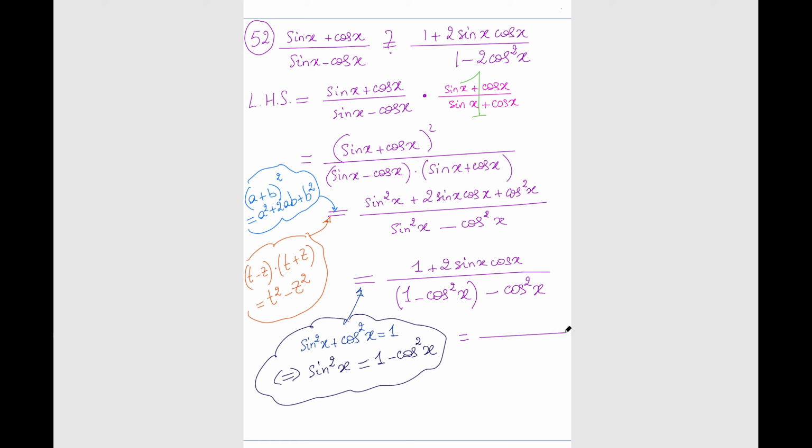So it is 1 plus 2 sine x cosine x divided by 1 minus 2 cosine squared x, which is exactly, as discussed, the right hand side, right? Okay. All right, so this is 52.